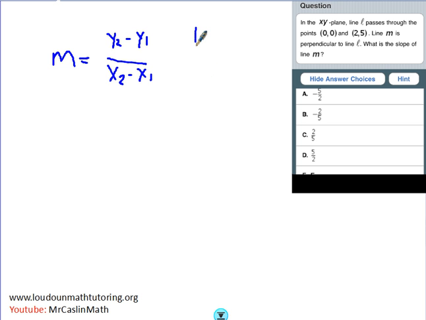Remember, slope is rise over run. Slope is rise over run, and remember rise is up and down. That's your y-axis, and then run is your left to right. That's your x-axis. So if you don't remember which one goes on top, it's the rise, the y is on top, the run, the x is on the bottom.